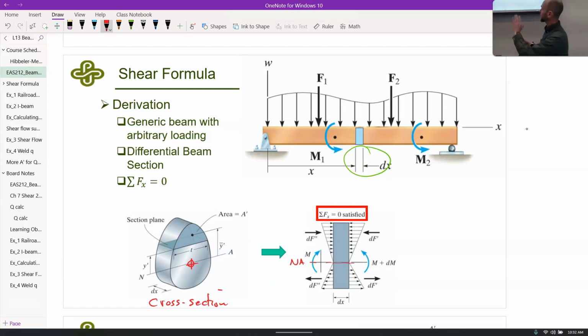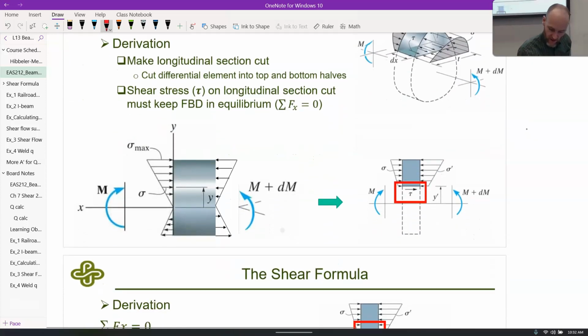On one side of your cross-section, you've got bending stresses. On the other side, you've got bending stresses. What we're going to do with that egg-shaped cross-section is slice through and look at just that top piece, at what the stresses are that exist on that element, just on that top piece.